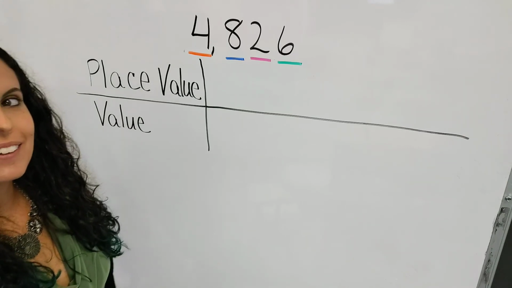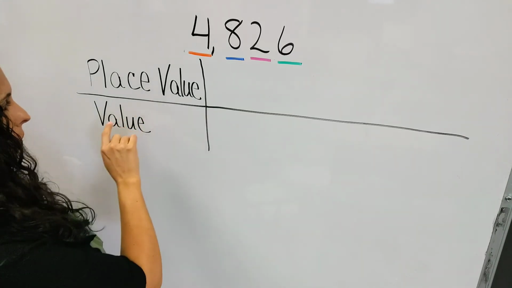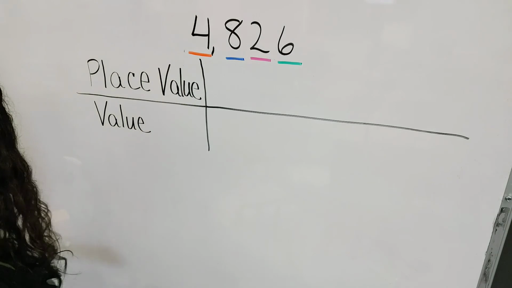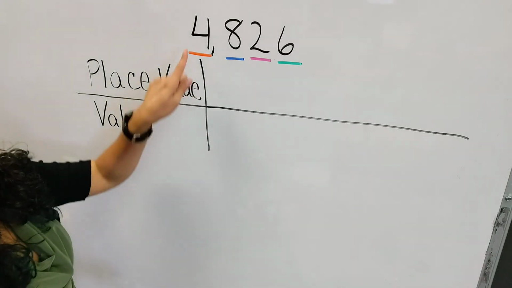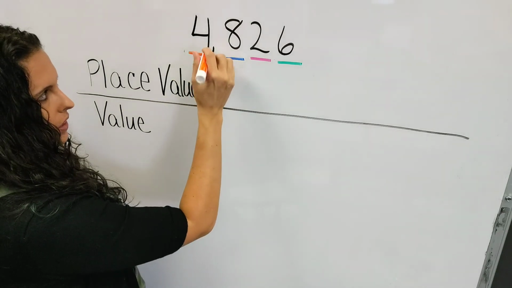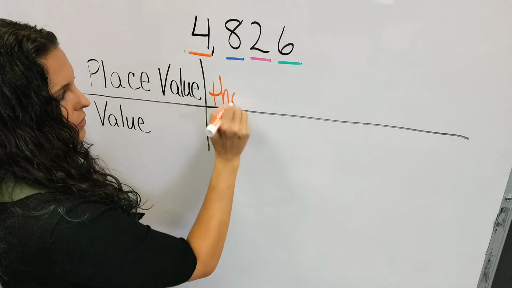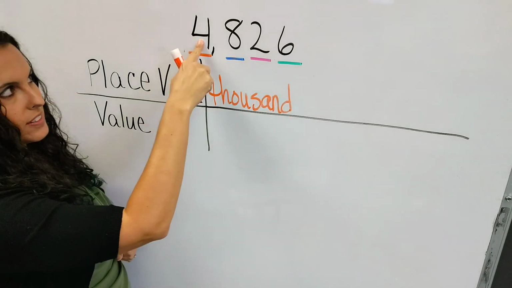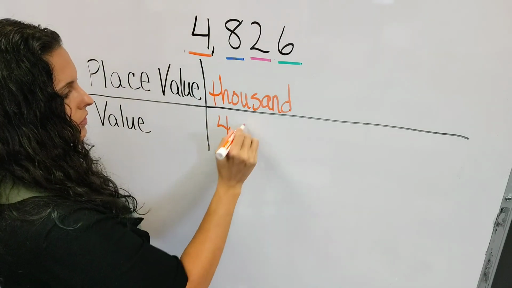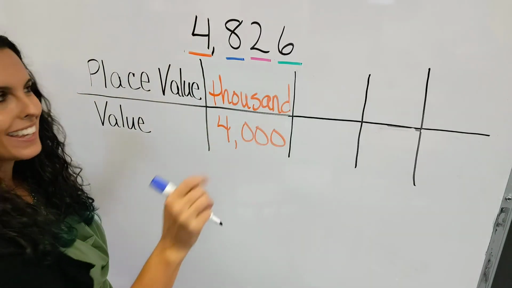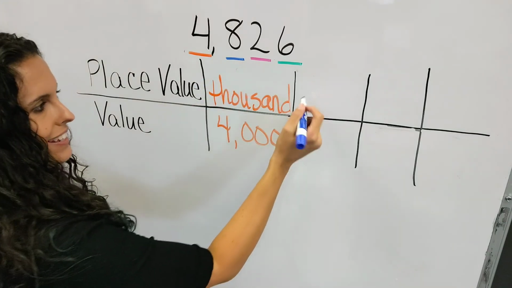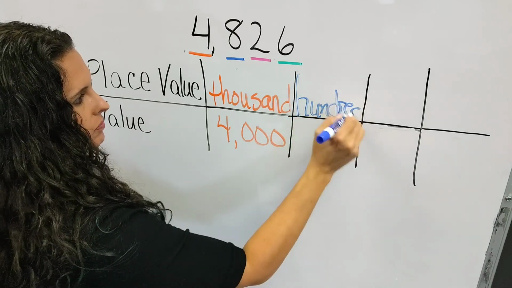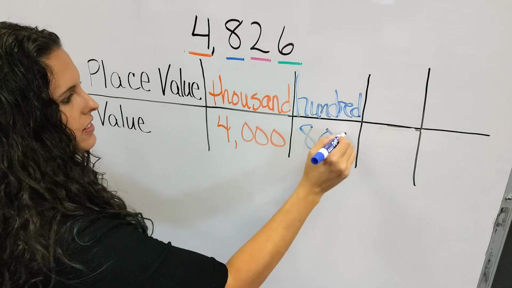Now I've color-coded my numbers just to simplify it for us, and we're going to review the difference between place value and value. So for the number 4, it's in the thousands place. So for the 4, our place value is thousands. Its value, because it's in the thousands place, would be 4,000. The 8 is in the hundreds place, that's its place. And its value is 800.